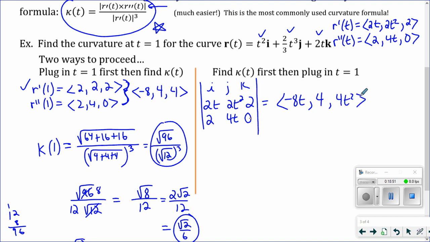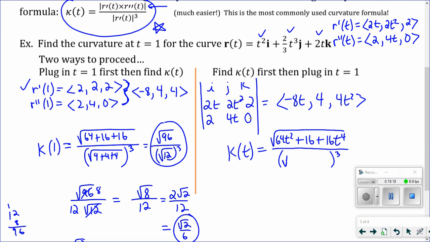Okay, all right, so let's make our formula. K of t, because I'm not plugging in the 1 yet. I have to do the magnitude of the cross product. So the square root of 64t squared plus 16 plus 16t to the 4th. And then on the bottom, I have to do the magnitude of r prime of t to the 3rd power. So r prime is 2t, so it's going to get me 4t squared plus 4t to the 4th plus 4.